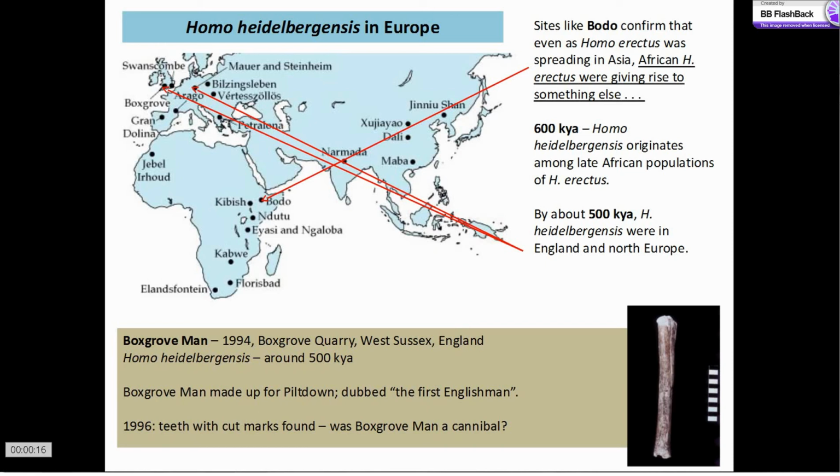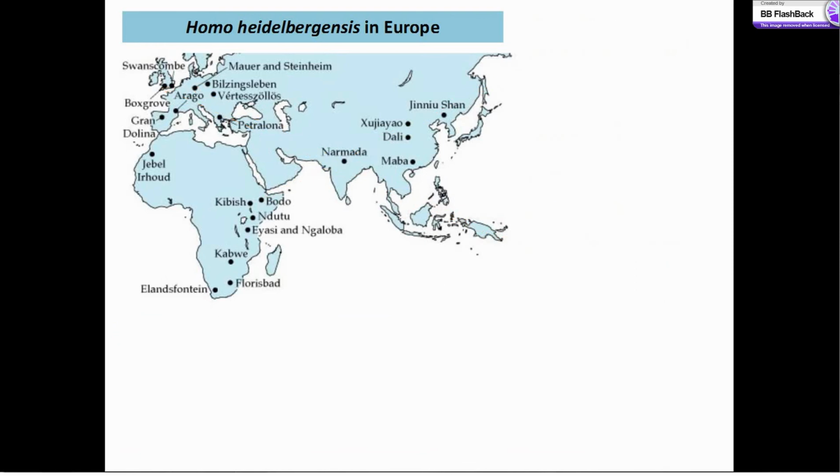There was a little bit of hype when in 1996, the analysis of Boxgrove Man's limbs seemed to show they had cut marks, which suggested that people were cutting the flesh off of his body, presumably to eat it. But no. This was perhaps a funerary rite, or the marks may have been misinterpreted. No good evidence that the first Englishman was a cannibal, though it would be funny.